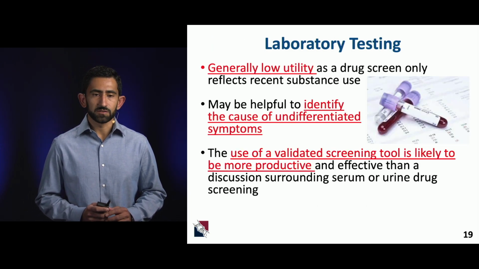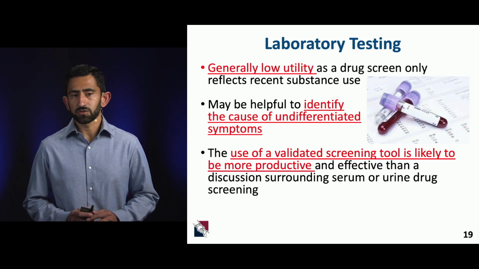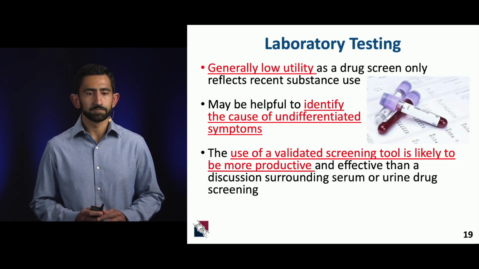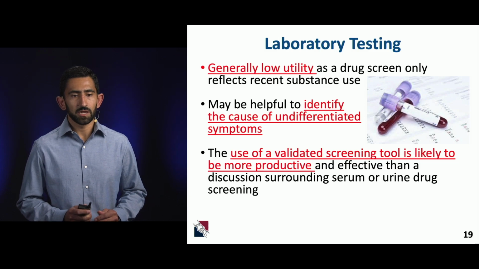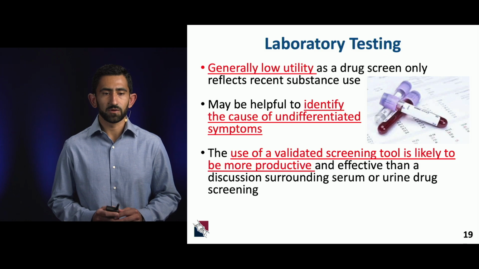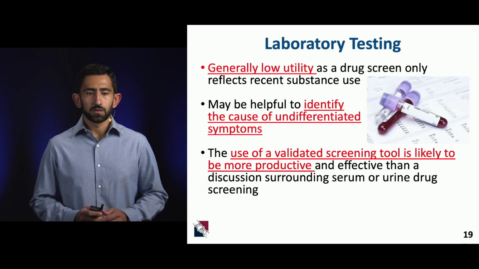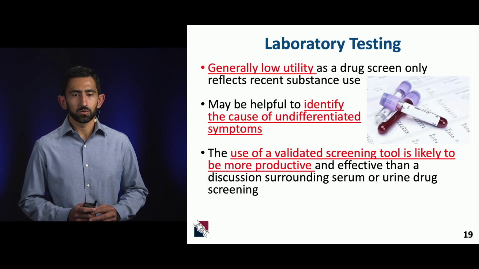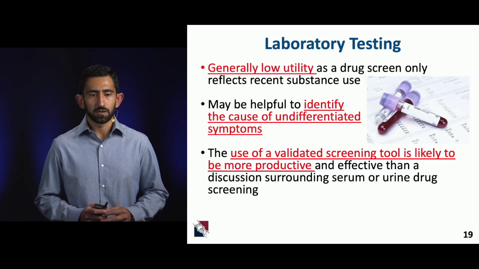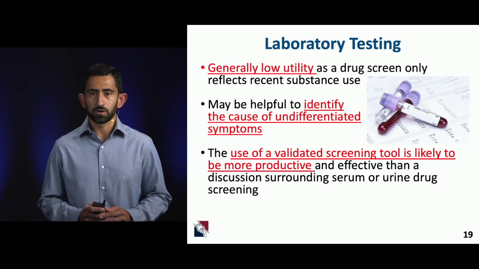As a means of diagnosis for substance use disorder, laboratory testing generally has low utility, as a drug screen only represents a snapshot of the patient's use rather than an overall pattern. However, in the acute setting, lab testing may be helpful to identify the cause of undifferentiated symptoms that a patient may present with. The use of a validated screening or assessment tool is likely to be more fruitful in providing information that will help a discussion rather than discussing serum or urine drug screen results.